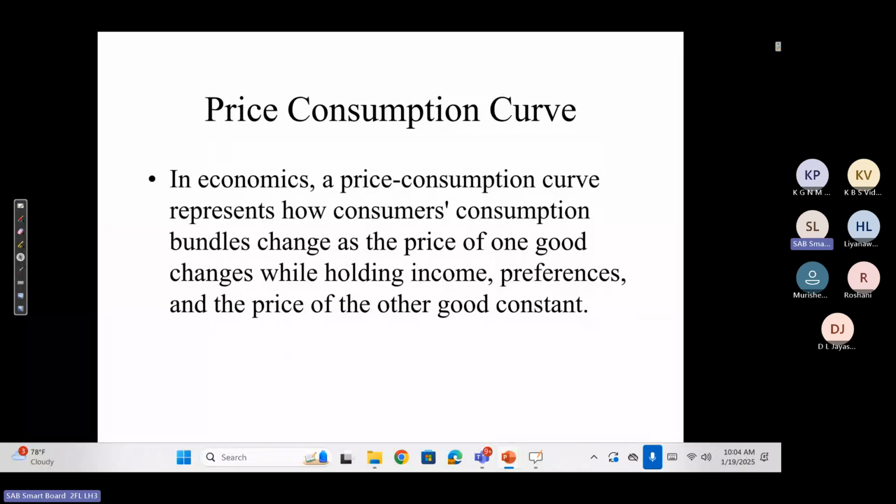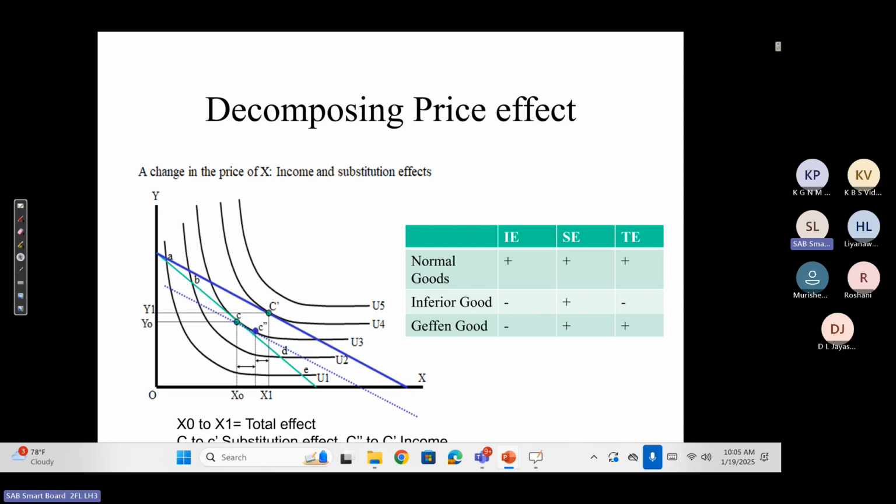So then the price consumption curve, PCC, right? As we identified, PCC explains how the consumer's consumption will change with respect to changing prices, keeping other factors constant. So that explains the price consumption. So we identified the price consumption curve, right?